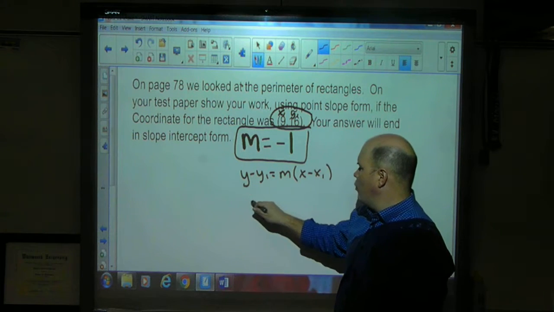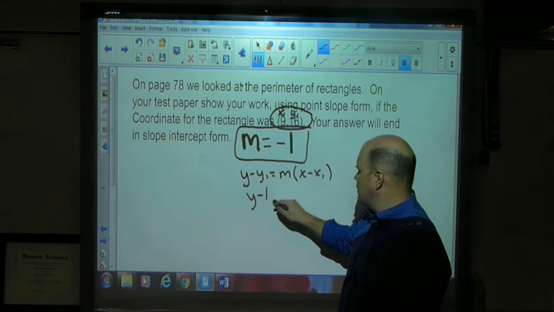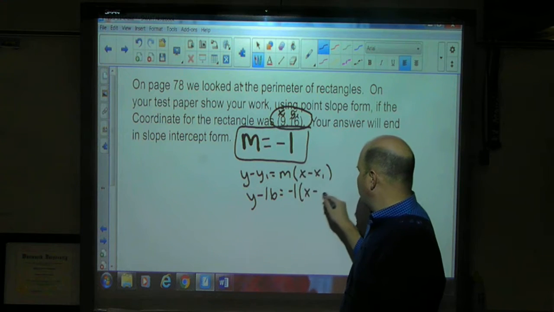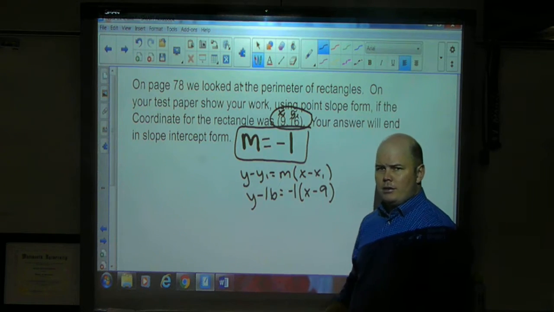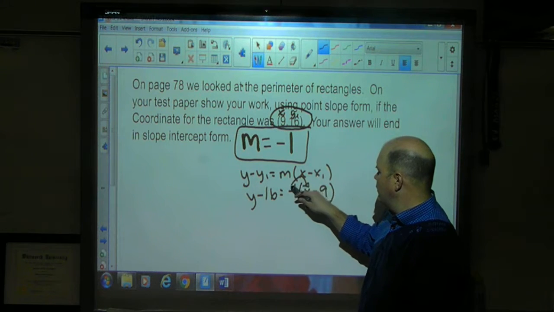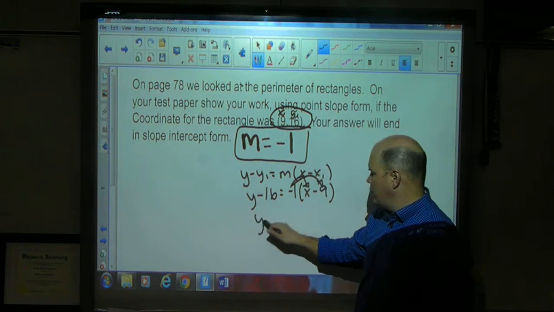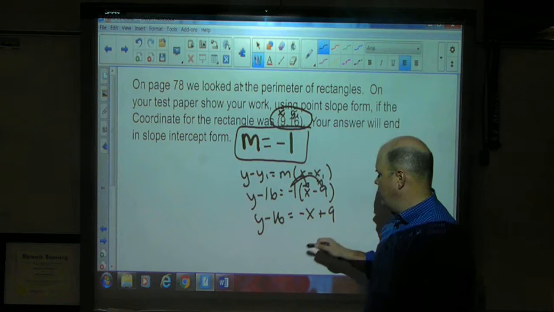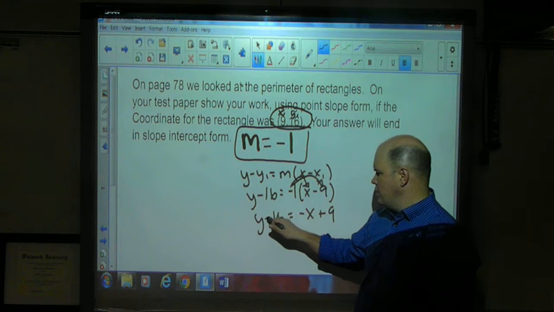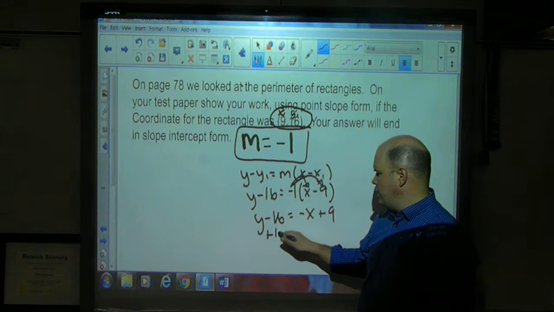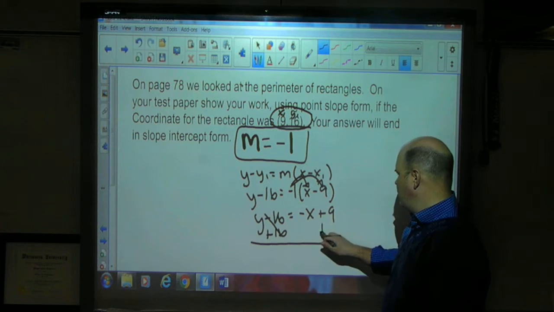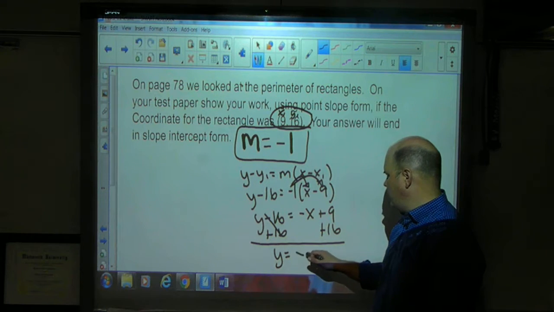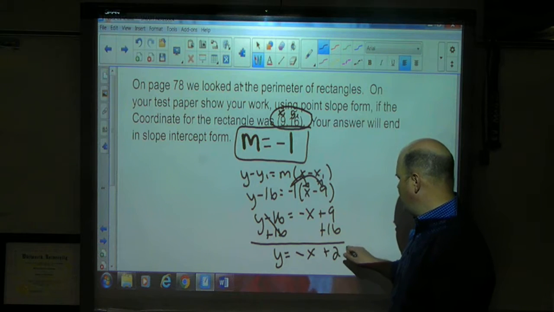So in this case, we had y minus, my y1 was 16, equals my slope, which was negative 1, x minus my x1, which was 9. Now that I'm in point slope, I just distribute. And I'm left with y minus 16 is equal to negative x plus 9. Now that I'm here, all I need to do is, if I'm minusing 16 to isolate it, I need to add 16. Negative 16 plus 16 is 0, so y is by itself, and I'm left with negative x plus 25.